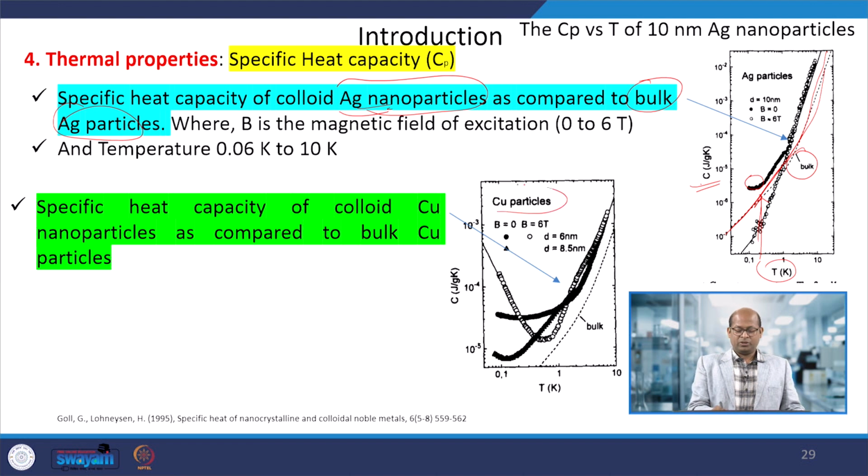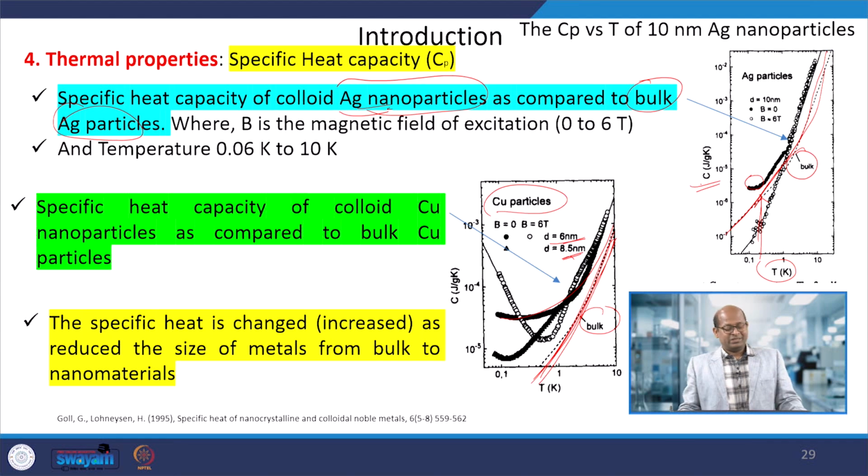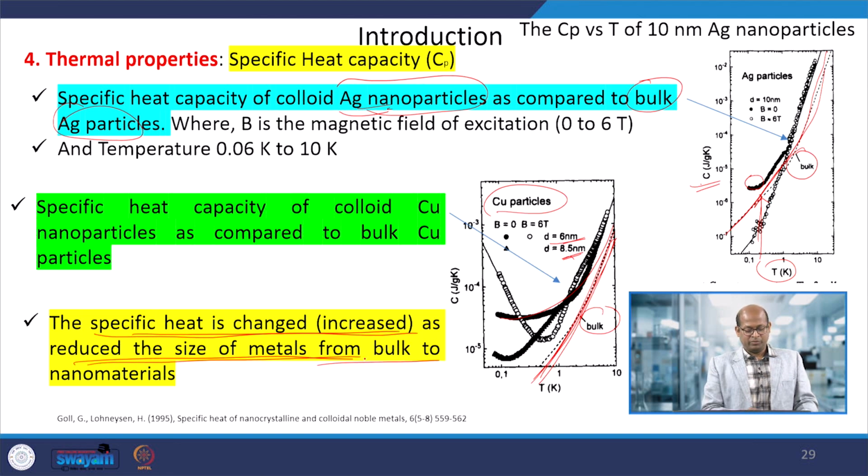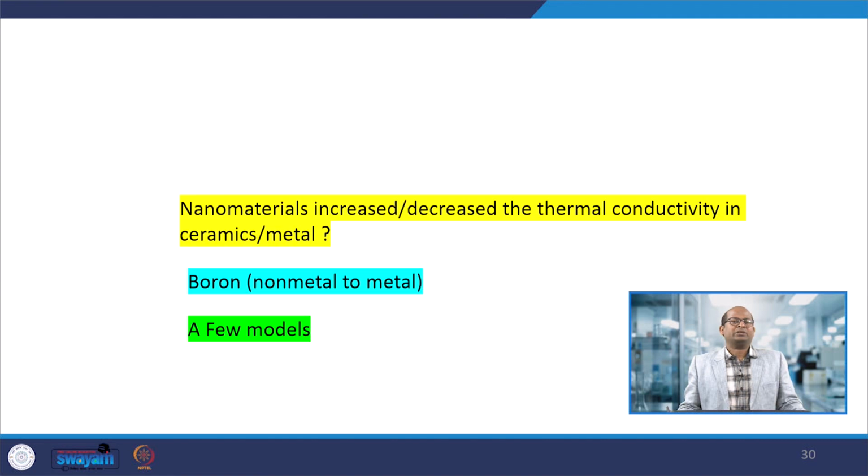Similarly if we use copper, the heat capacity of bulk copper follows these lines. When we are using a particular diameter, that may be 6 nanometers or 8.5 nanometers of copper, it would change the heat capacity of that particular system or fluid. So the overall rate of transfer of heat will change. Specific heat is changed or increased as we reduce the size of the metals from bulk to nanomaterial. So if we convert a bulk material into nanomaterial, and use it for a particular system where specific heat is our study of interest, then specific heat will increase as we reduce the size of the materials.